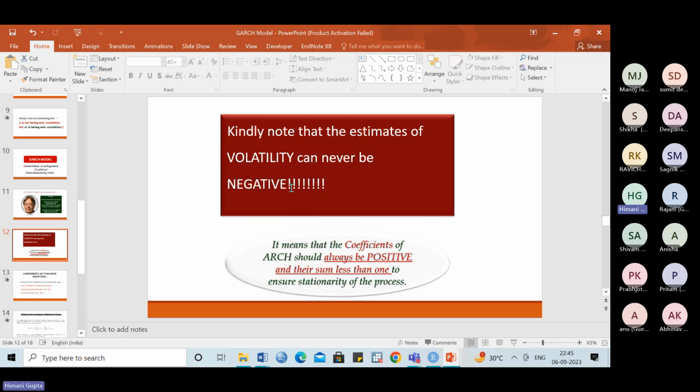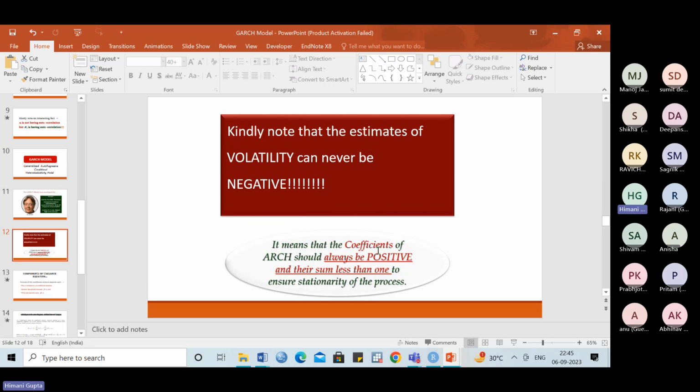Why can volatility not be negative? Because we are taking the variance, and variance means the square of standard deviation. If you go mathematically, if you are squaring anything, -1 into -1 is 1, -2 into -2 is 4. So minus minus is plus. So volatility is a variance model, variance is a square model, so it will never be negative, never. Even if the results sometimes show a negative part, actually it's not negative. It will never be negative.